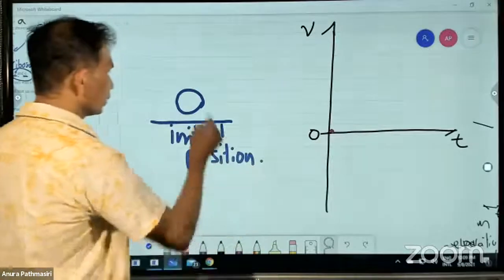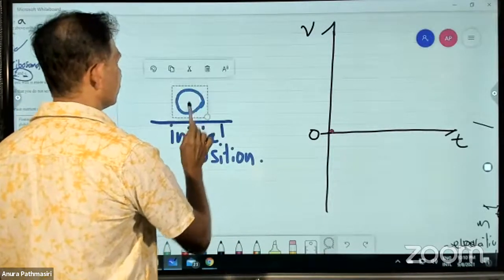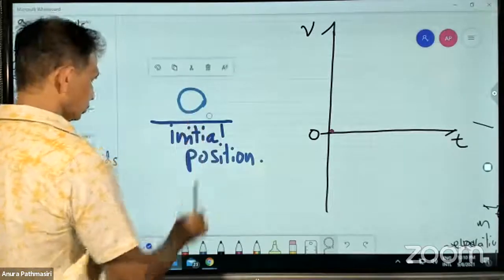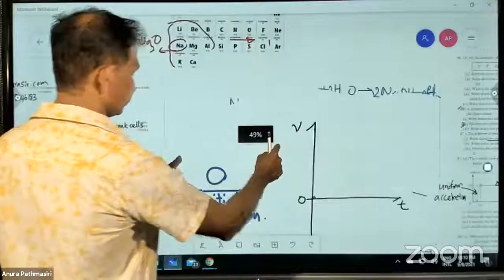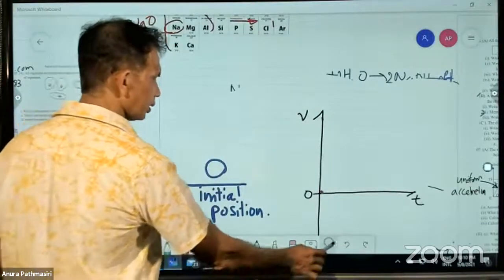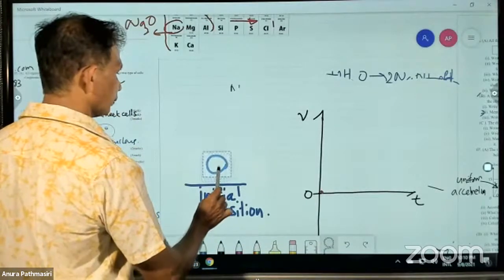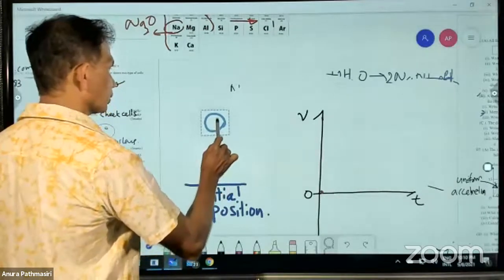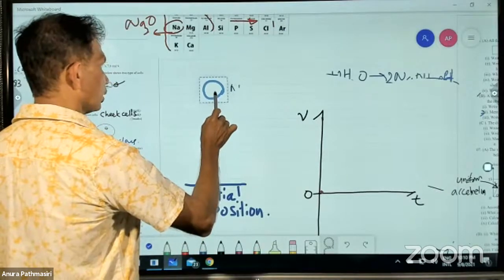And this starts to increase its velocity. How is velocity increased? Something like this. Look at here. How is it going to increase its velocity? It slowly increases, and then moves with the same velocity, and then you reduce and stop.